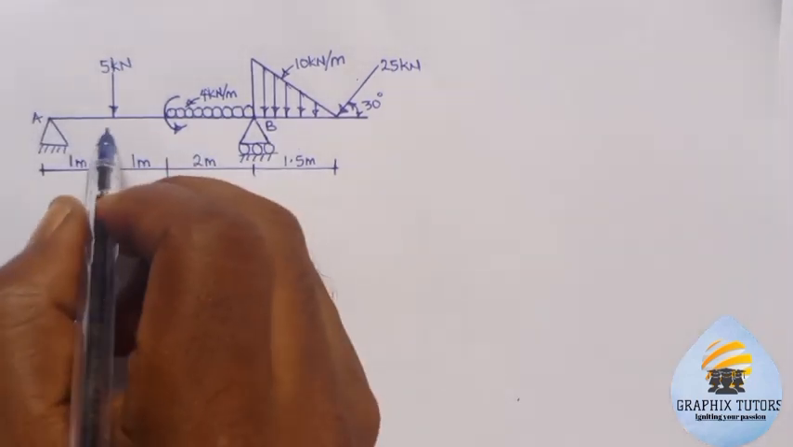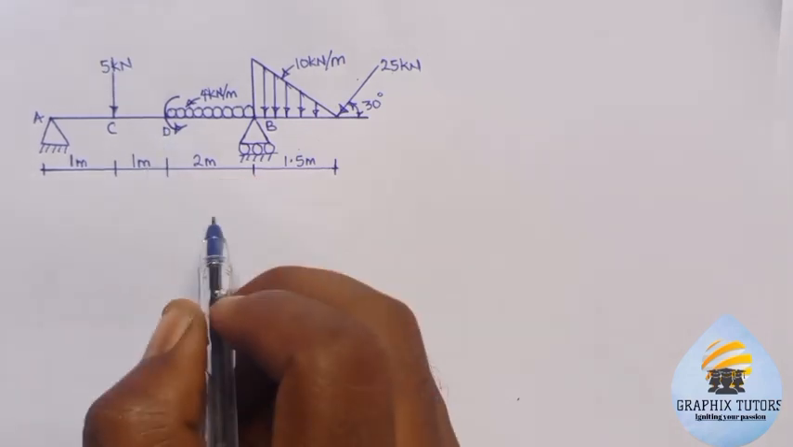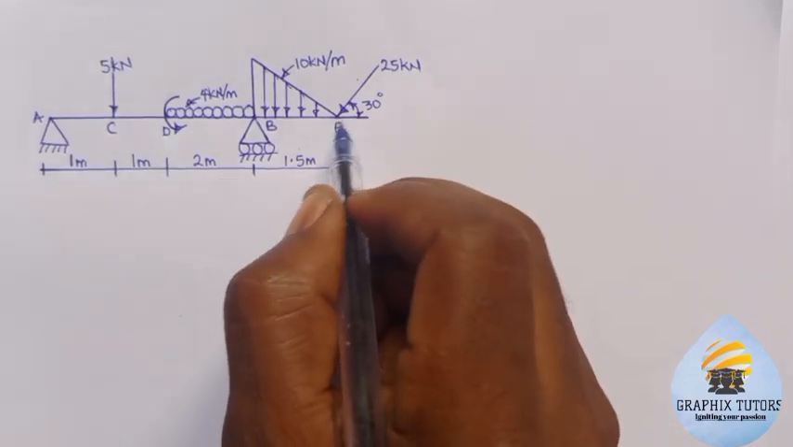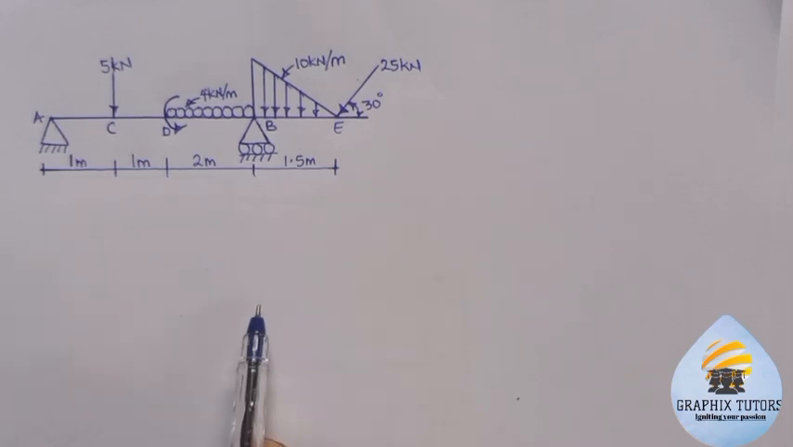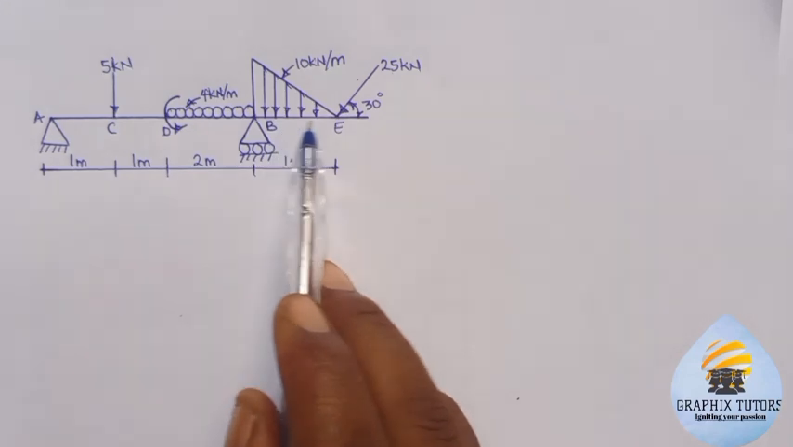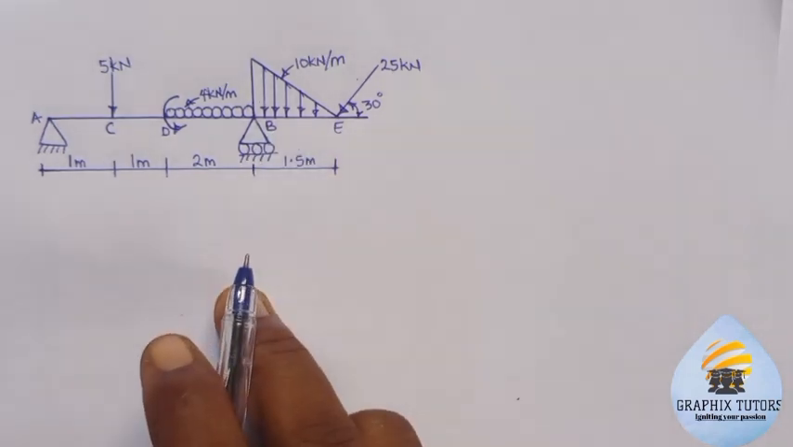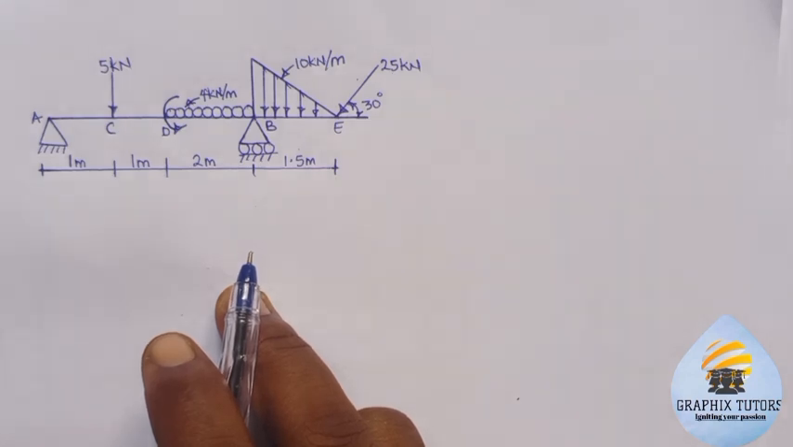Now we have A, B. Let's say this point here is point C, and this point here is point D. Then here will be point E. The reason why we are calling this an overhanging beam is because the beam is extended from the support. So the first thing you have to do is to draw your free body diagram.